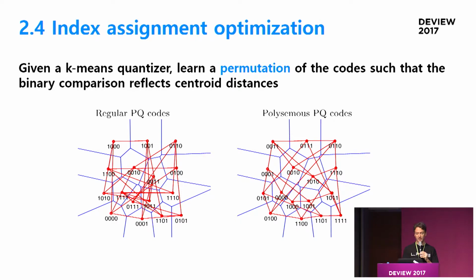What I will show is that if we learn a proper assignment of the centroid indices, we can end up with a structure which is much more regular, and where close centroids in the original space are also close in the Hamming space.